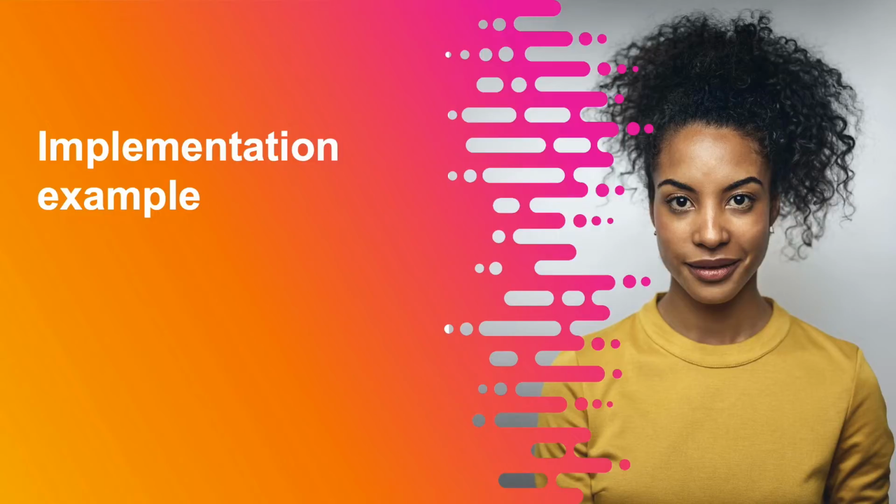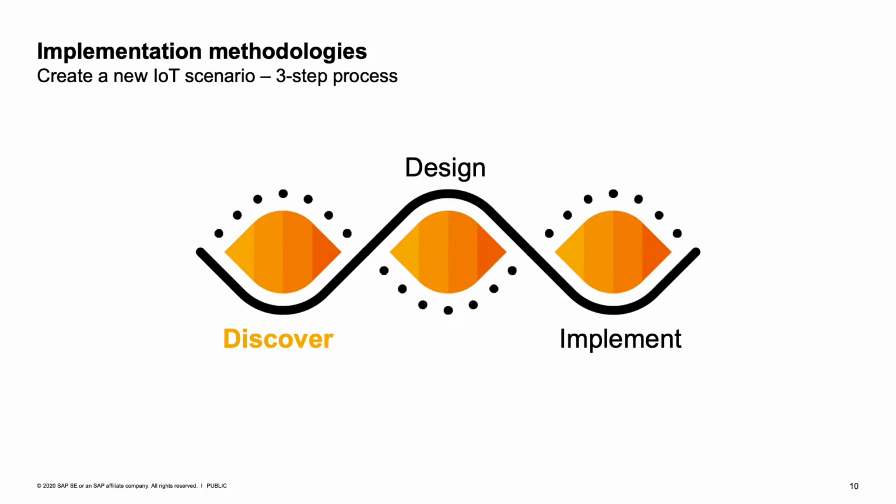So let's talk about an implementation example. It will be easier to understand the 7 building blocks if you think about a real customer business use case and how you implement it. Here I put together an example for you. In SAP, we always recommend 3 steps in the implementation methodology: discovery, design, and implementation. I will talk about these 7 building blocks as part of these implementation processes.